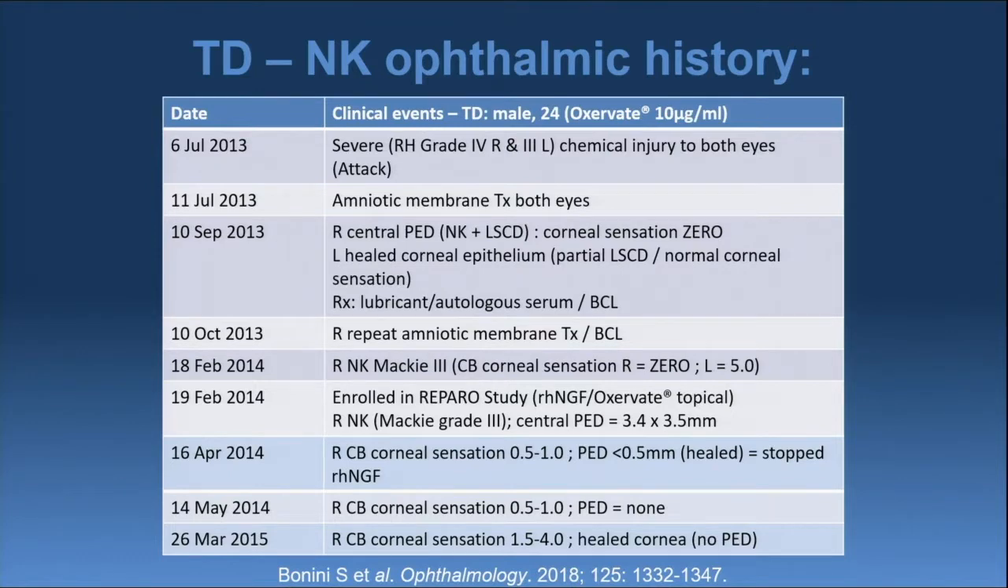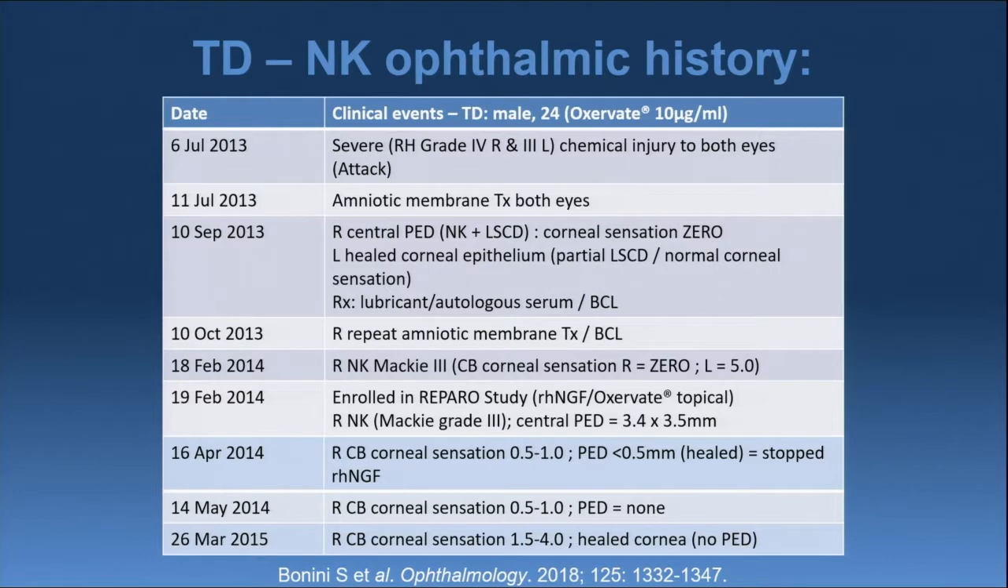This is one of my patients that was involved in the REPARO study using nerve growth factor topically. This is a male patient, 24 years old, who had severe burns to the right and left eye, worse in his right eye. This was in July. Within a week, as part of my protocol, he had amniotic membrane transplantation in both eyes. And then in September, he still had an epithelial defect in the center of his right eye, and corneal sensation was zero. The left eye healed well, and he had a partial limbal stem cell failure. He was using lubricants, serum drops, and a bandage contact lens. In October, I repeated the amniotic membrane transplantation to his right eye.